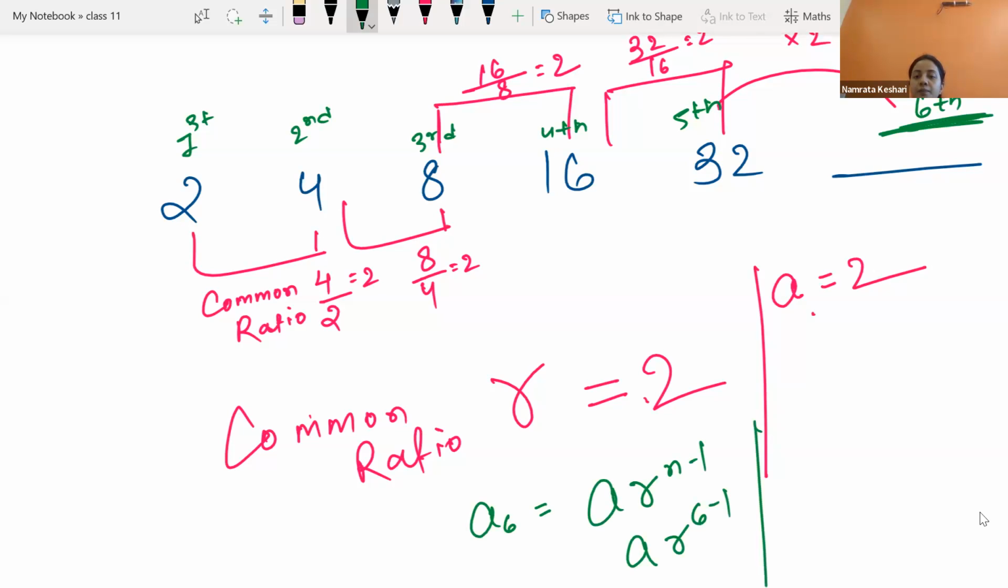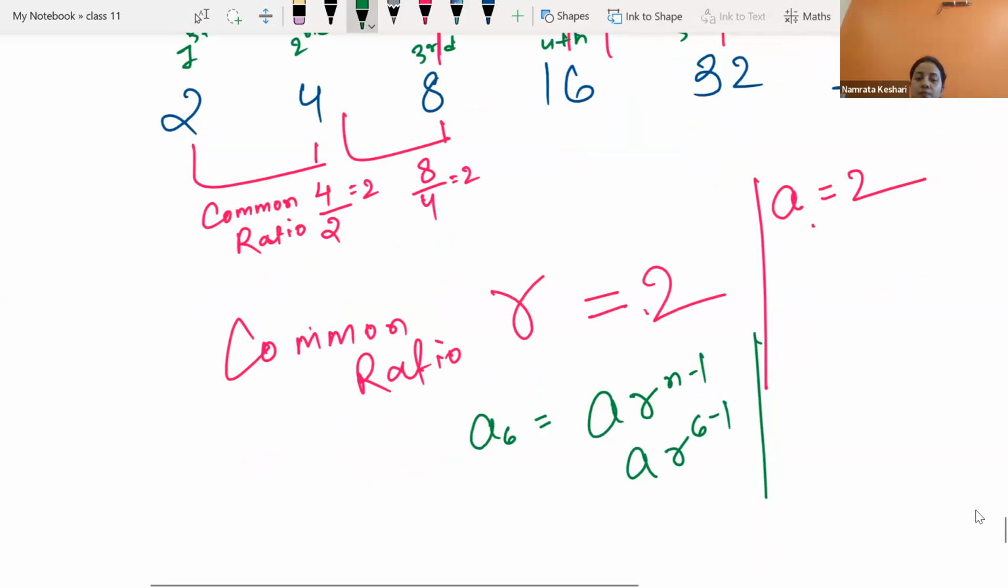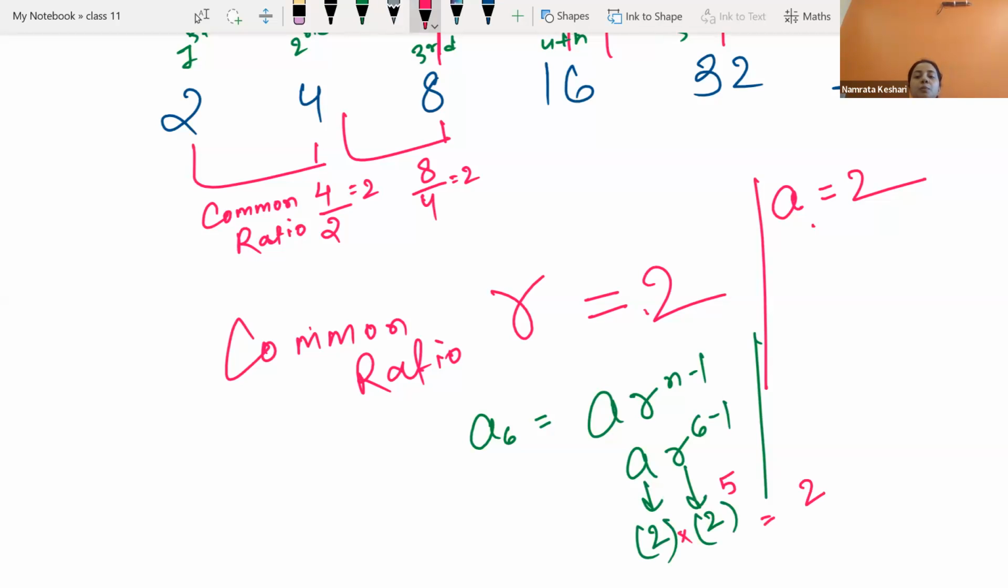Let's calculate it. Our a is 2. Our r is also 2, coincidentally. Always, it's not necessary that it will be the same. So 2 times 2 to the power 5. This is what we are getting. Let's do the calculation. 2 to the power 5 is 32. You can check it: 2 times 4, 2 times 8, 2 times 16 is 32. 32 into 2 is 64. Can you see, Nabeela?